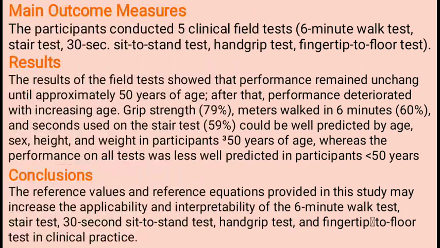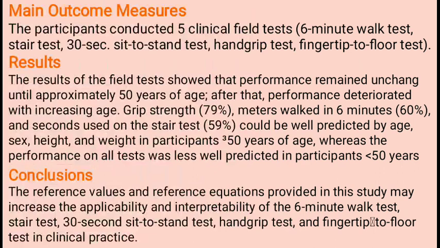So this performance remained unchanged until approximately 50 years of age, and afterward the performance used to reduce with increasing age. As the person's age increases, the performance reduces. It may be related to any of the tests, either the 6-minute walk test, stair test, 30-second sit-to-stand test, hand grip test, or fingertip-to-floor test. So these are the tests where the performance used to reduce as the age grew after 50 years. Till 50 years it will remain, then afterward it used to deteriorate.